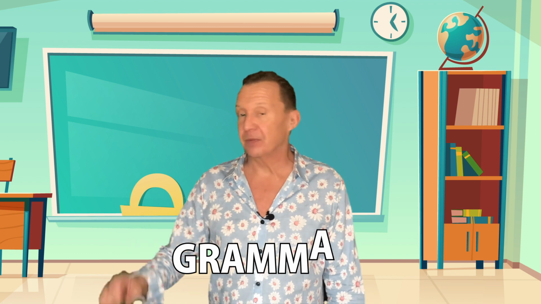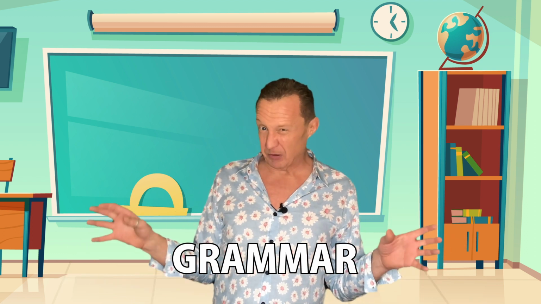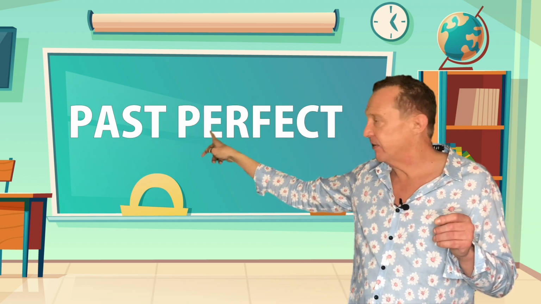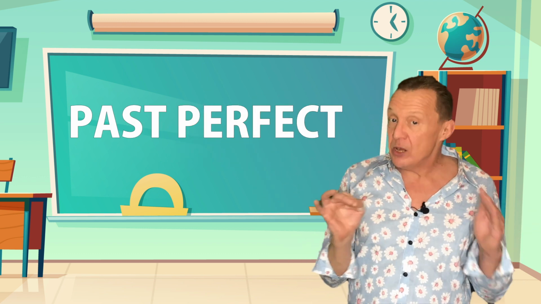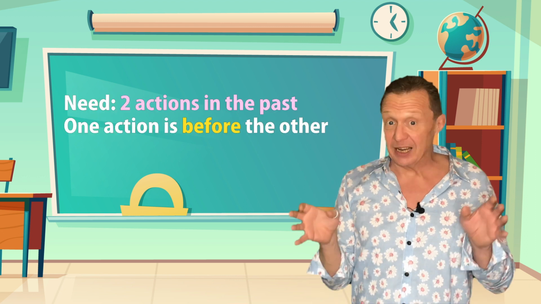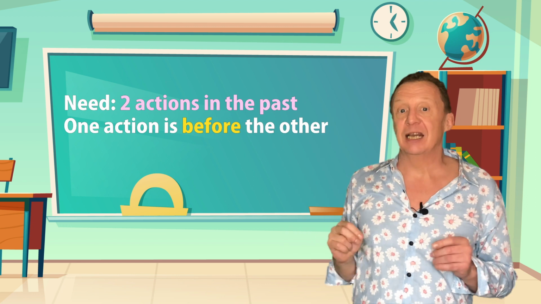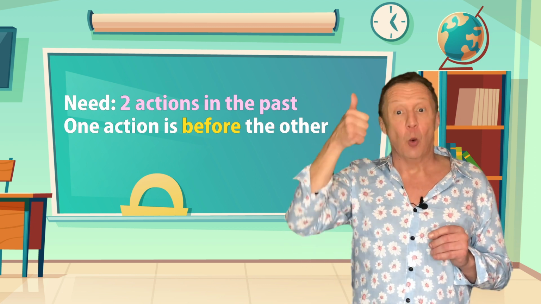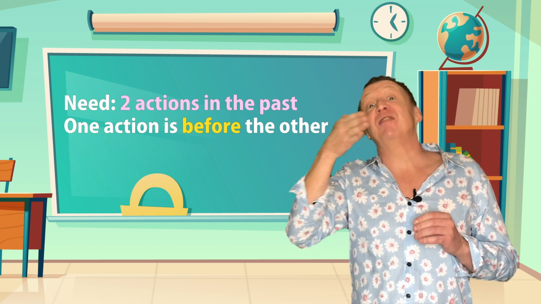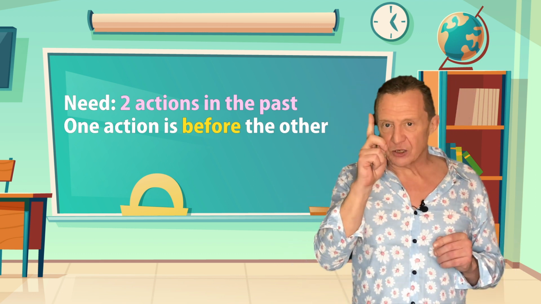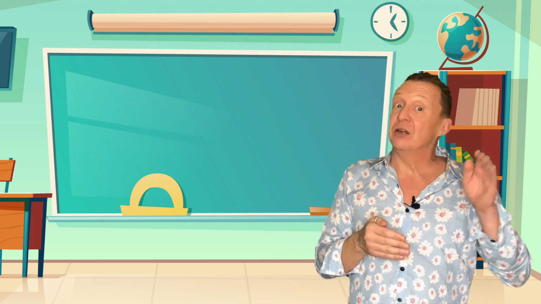Now, today we're going to look at grammar. The most important part of grammar we're going to look at today is the past perfect. We use the past perfect in English when there are two actions in the past. One action is before the other.